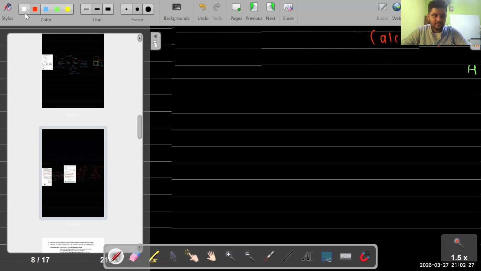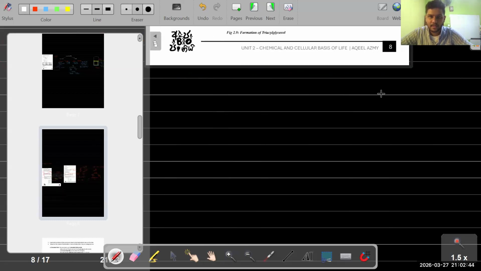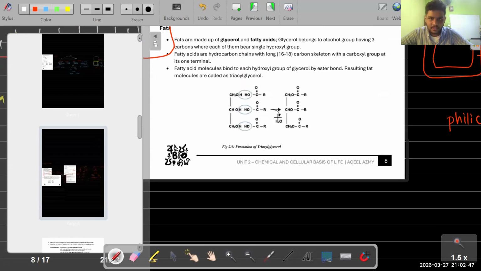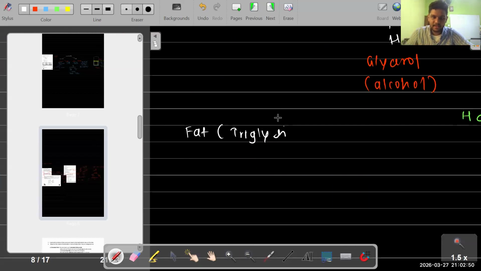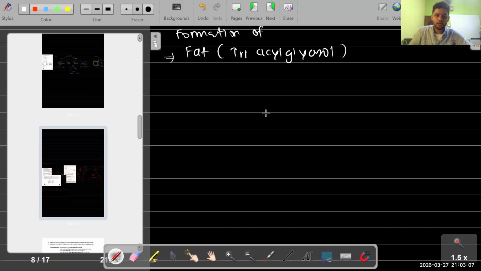Now what we are going to learn is fat formation. In our syllabus, for fat we use another word called triglyceride, or we can also use triacylglycerol. As they have given triacylglycerol, I'll use that. So we are learning the formation of fat. Let's see how it is forming.